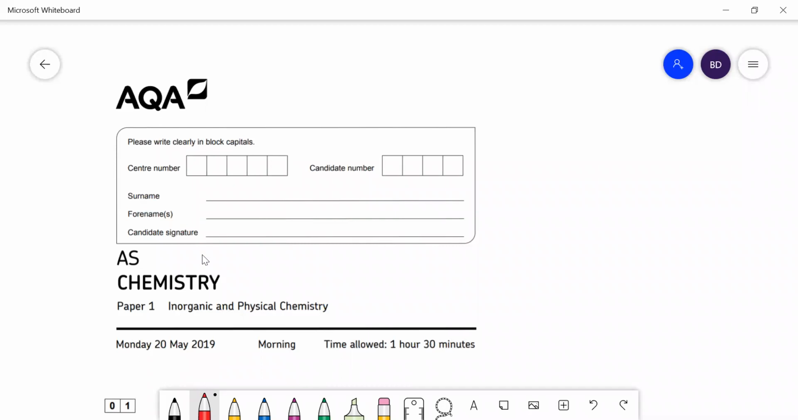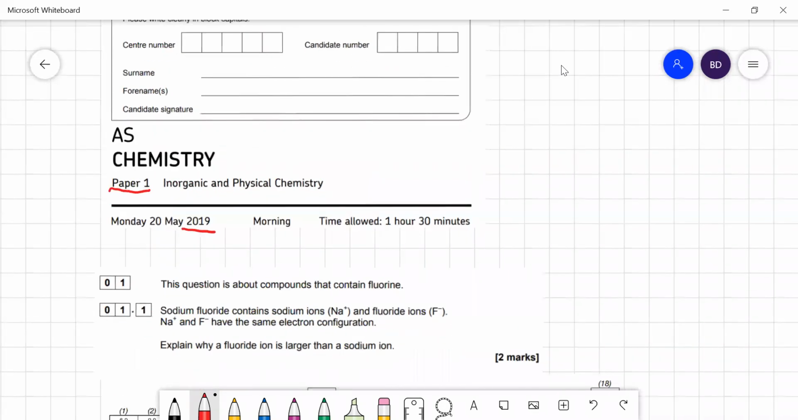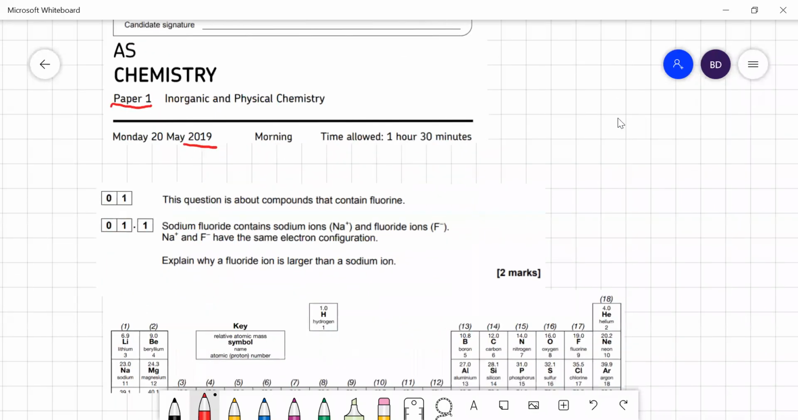Hi, in this video, I'm going to go through the AQA AS-level Chemistry paper. This is paper 1, and it's the 2019 paper. I'll just do the first half of the paper in this video and the second half in a later one. Okay, so the first question.